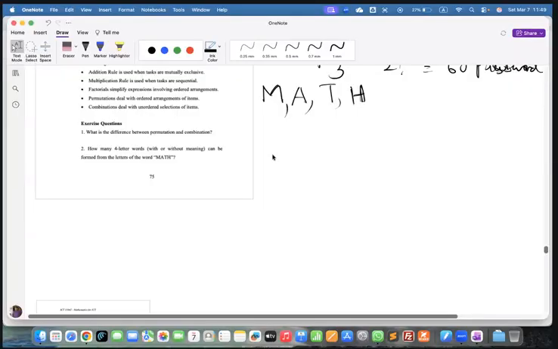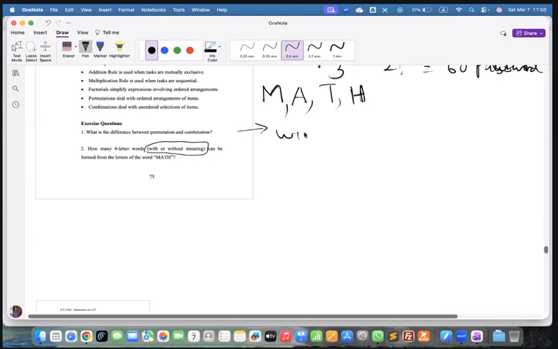Why are they telling us this? Sometimes some students write only meaningful words. So they are telling you not to worry about the meaning of the words. Just make the words by utilizing the 4 letters, which are unique letters. Now you have 2 questions to answer.